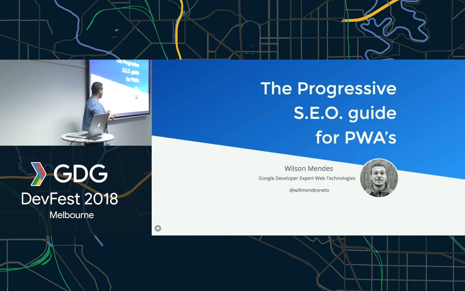But yeah, today we'll talk about the progressive S.E.O guide for PWAs, with an Angular focus. In that case, we were looking for a few things that we can do in our Angular world, using Angular CLI and other technologies that we can use to improve the S.E.O of our applications, our web apps or PWAs.